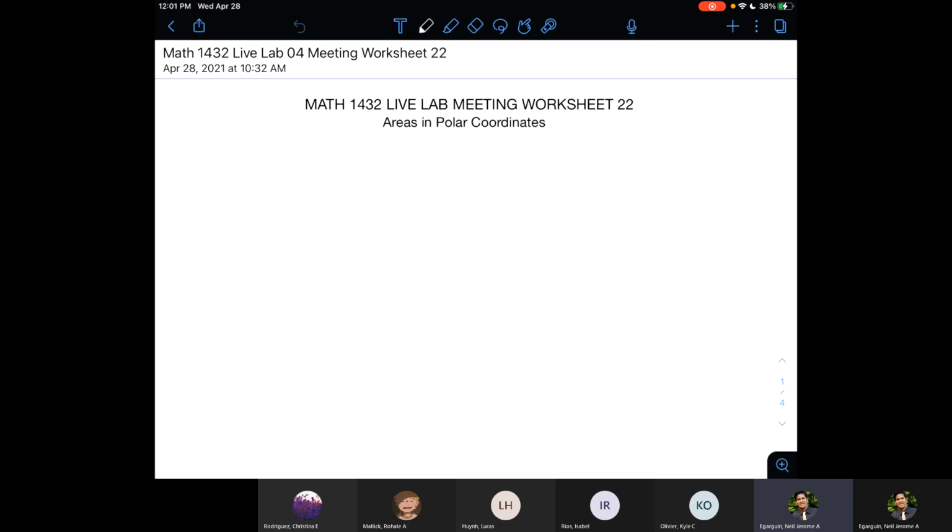So today we'll discuss areas in polar coordinates because I just realized that we only have, I think, 3 lab meetings left. So we need to pick up the pace. And I thought of merging our discussion of sections 10.2 and 10.3 because they are basically intertwined with each other, because section 10.2 talks about graphs in polar coordinates, including solving for points of intersection and so on, while section 10.3 talks about setting up or computing integrals that will give the area of regions bounded by polar curves.